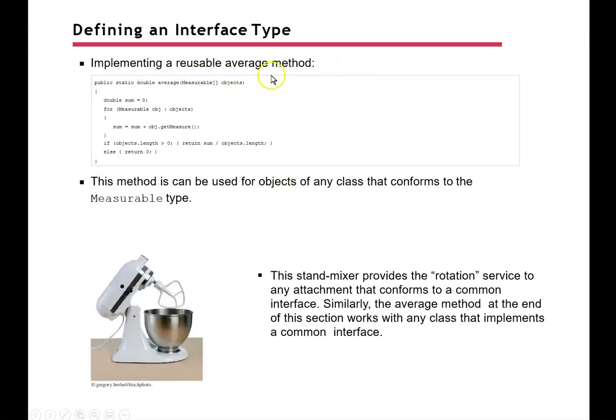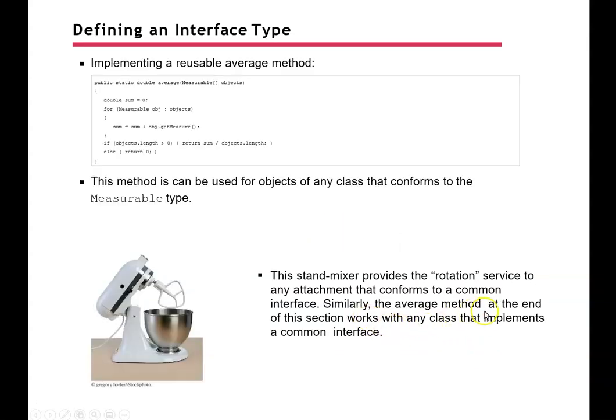So we're implementing a reusable average method, a public static double average, taking Measurable objects. We can say for each Measurable object, take the sum. This method can be used for objects of any class that conform to the Measurable type. This stand mixer in this example provides the rotation service to any attachment that conforms to a common interface. Similarly, the average method at the end of this section works with any class that implements a common interface. Basically, you define a set of operations, you say this class implements this interface, and then you can assign any class that implements that interface a reference to the interface.